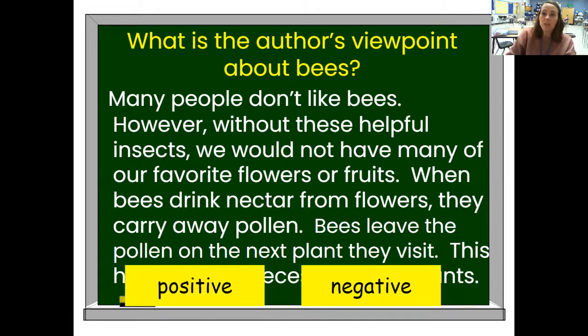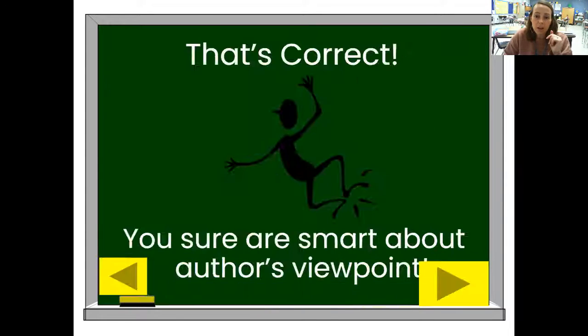Now think about your viewpoint. Do you agree with this author? Do you think bees are helpful and good, or do you disagree? Do you not like bees? Either way, it's okay to have the same viewpoint or a different one. But our learning goal, remember, said that we were not only going to identify the author's viewpoint, but we're also going to compare it to our own. So we're going to see if our viewpoint matches or if it's different from the author's.